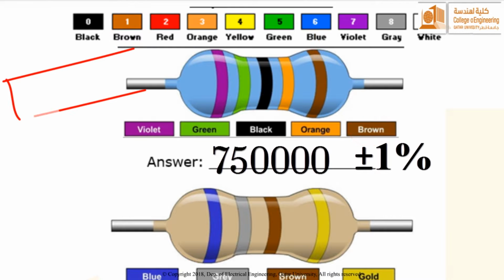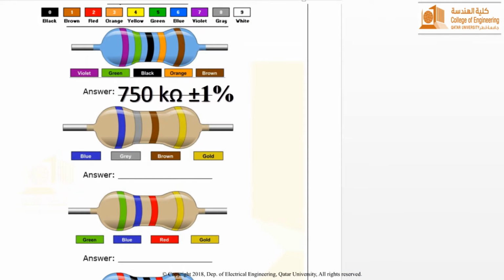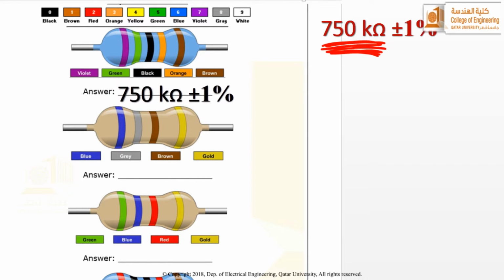So in other words, this is 750 kilo ohm plus minus 1%. So we have seen how we can use the color strips on the resistor to find this value. Over here, this one is called the nominal value, and this is obviously the tolerance.